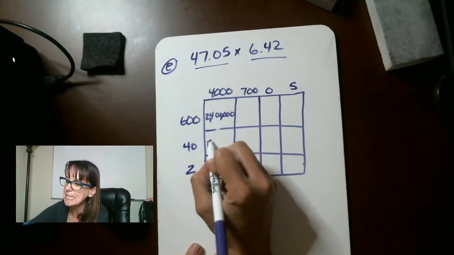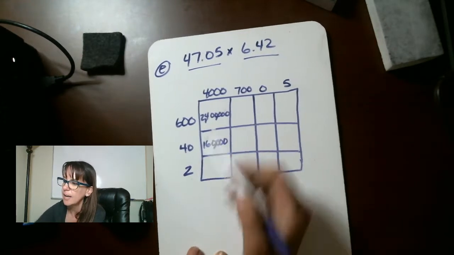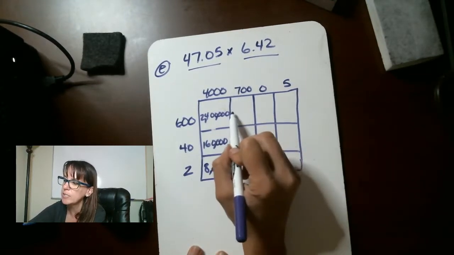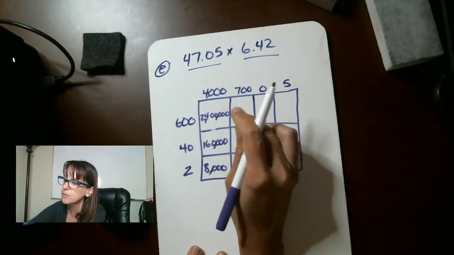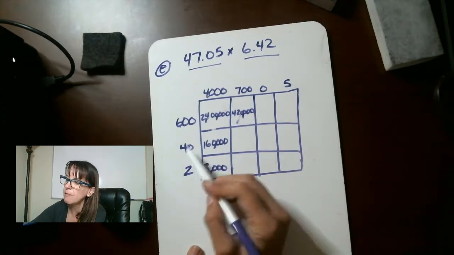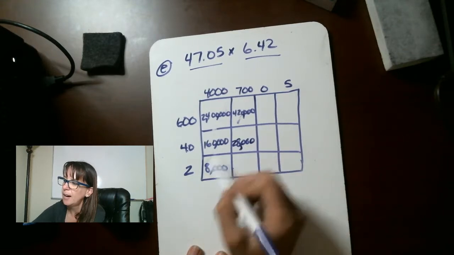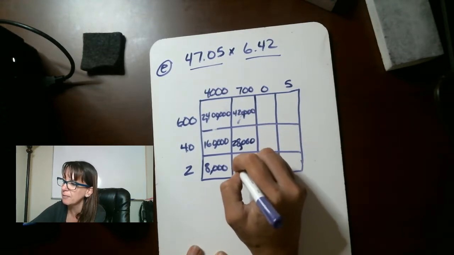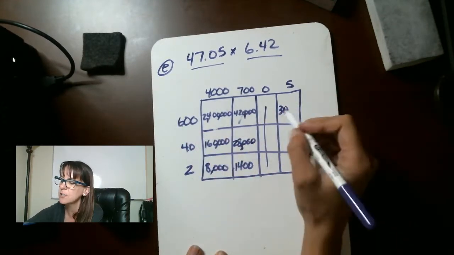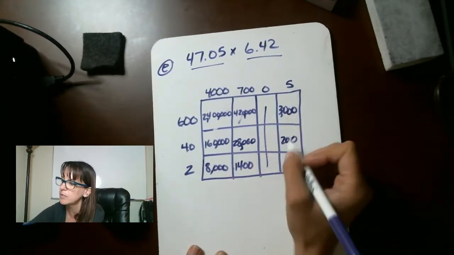4 times 4 is 16 with 4 zeros. Okay, 4 times 2 is 8 with 3 zeros. 6 times 7 is 42 with 4 zeros. 4 times 7 is 28 with 3 zeros. 7 times 2 is going to be 14 with 2 zeros. Then all these are zeros, so that's nice. 5 times 6 is 30 with 2 zeros. 5 times 4 is 20 with another 0, and 2 times 5 is 10.